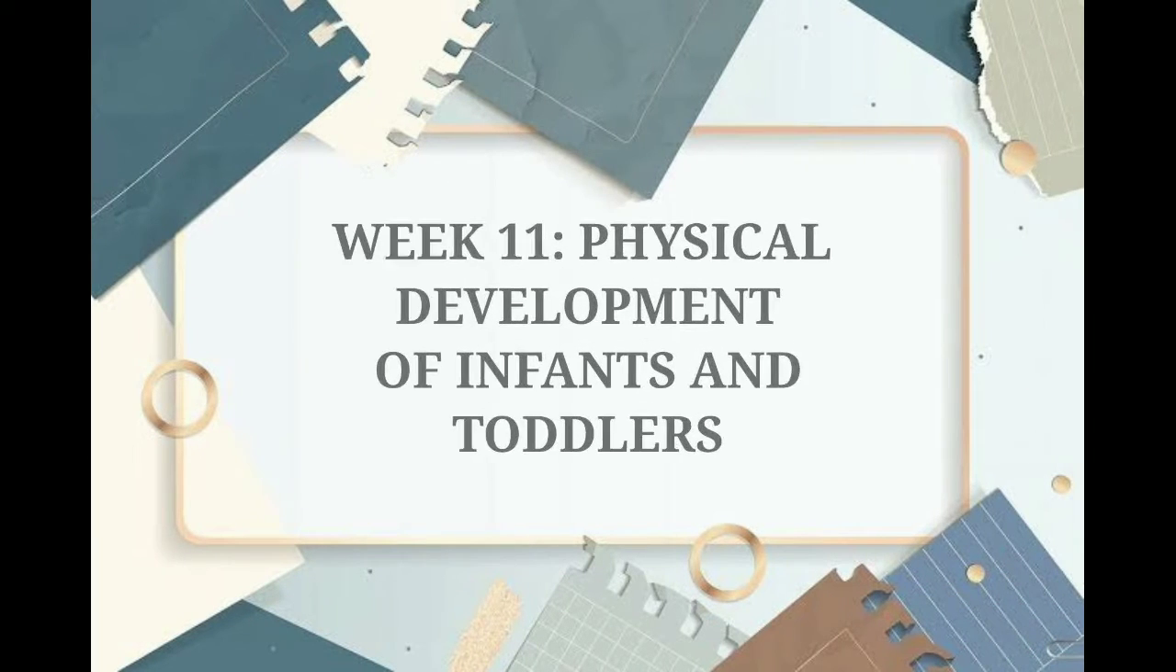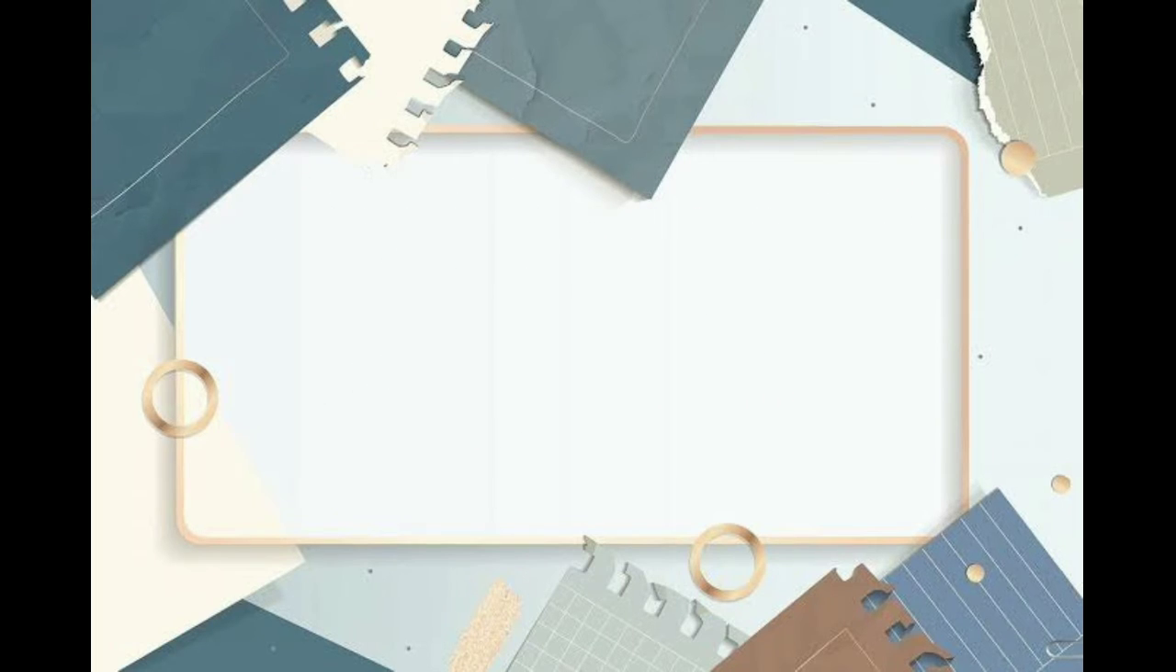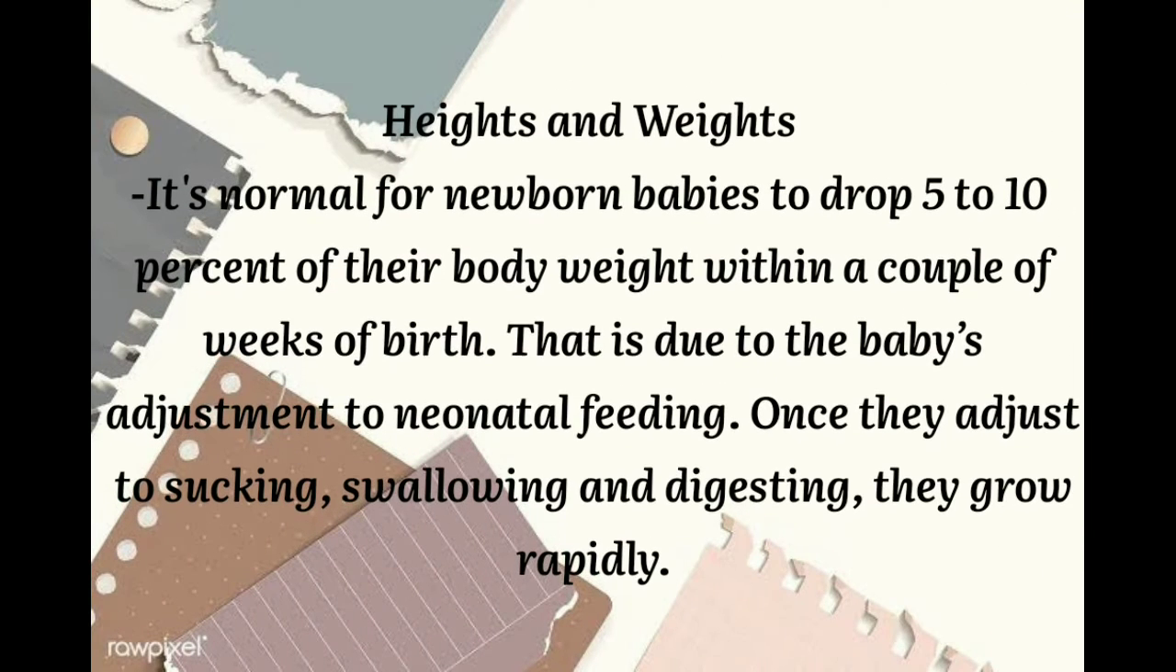Week 11. Physical development of infants and toddlers. Height and weight. It is normal for newborn babies to drop 5 to 10% of their body weight within a couple of weeks of birth. That is due to the baby's adjustment to neonatal feedings. Once they adjust to sucking, swallowing, and digesting, they grow rapidly.